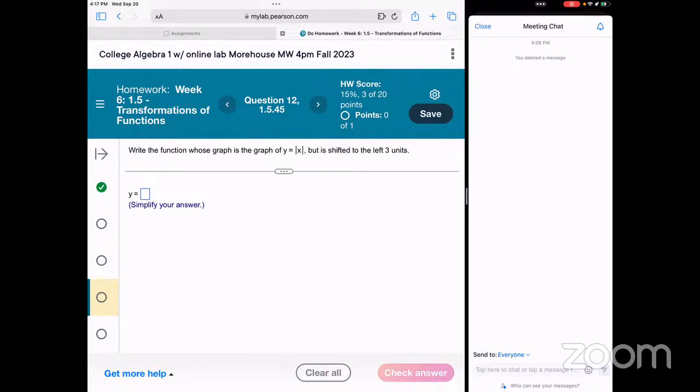So write the function whose graph is given but shifted to the left by 3 units. So left means we're doing a plus x or plus 3 on the inside. So it should be the absolute value of x plus 3.